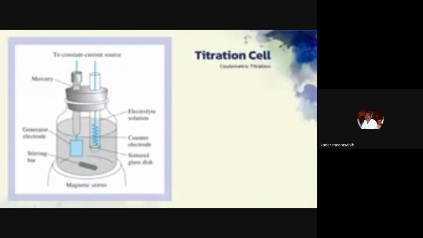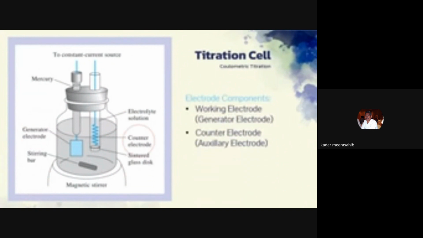This figure shows a typical coulometric titration cell, consisting of a working electrode at which the reagent is produced, and a counter or auxiliary electrode to complete the circuit. The working electrode used to generate reactants in situ is often referred to as the generator electrode. It is usually a platinum rectangle, a coil of wire, or a gauze cylinder with a relatively large surface area to minimize polarization effects. The counter electrode is usually isolated from the reaction medium by a sintered disc or other porous medium to prevent interference by the reaction products from this electrode.